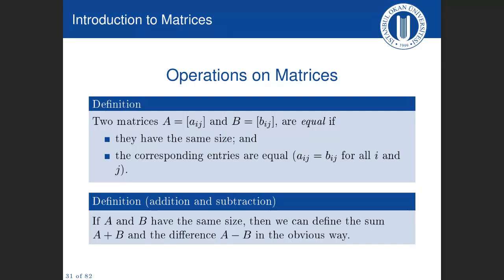Let's talk about some operations on matrices. First of all, two matrices are equal if two rules are satisfied. First of all, they must have the same size, and the corresponding entries must be equal. For example, small a_ij must be equal to small b_ij for all i and all j.